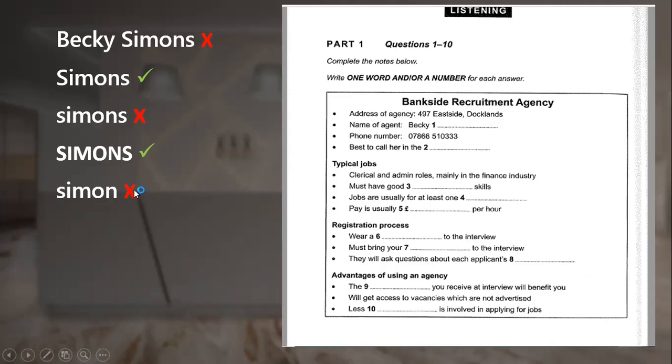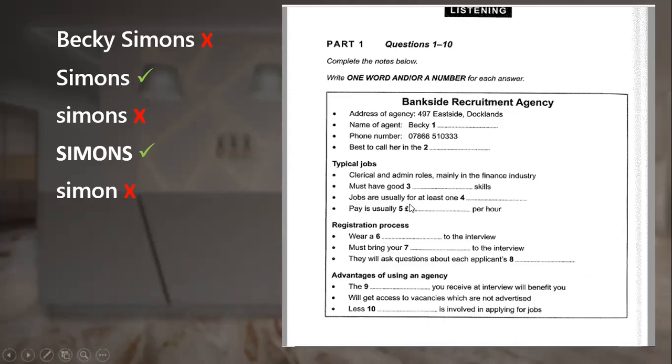the listening answers. The S at the end is very important, plural. The person's name is Simons, not Simon. If you write Simon without the S, you're going to get a 0. So the plurals are very important. Don't be too hasty to write your answers. Make sure you write in the correct answers. So if there's an S at the end of the word, please put an S.